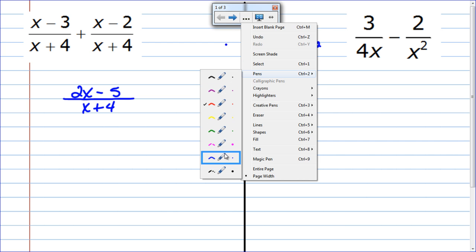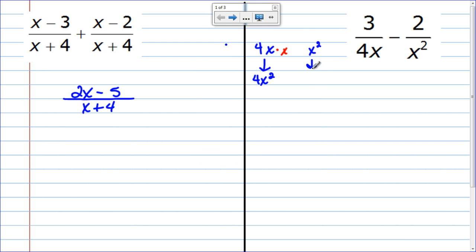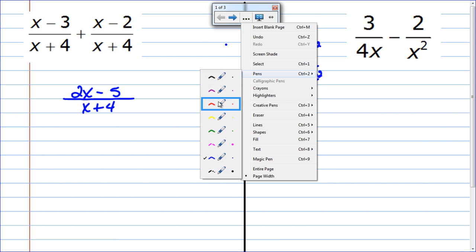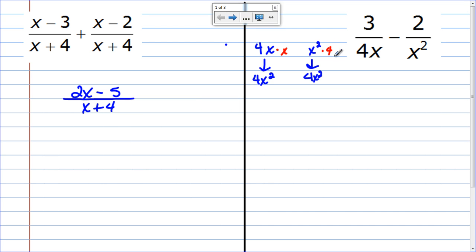The next one, this one right here, the x squared, I also want to make it look like 4x squared. And the only way to do that is to multiply it by 4. That way when I do that, I have my 4x squared. That tells me that this side with the 4x, I'm going to have to multiply by x over x, so that I multiply the numerator and the denominator by the same thing. And then I'm going to have to multiply this one by 4 over 4, so they look the same. So this is going to become 3x over 4x squared minus 2 times 4 makes 8 over 4x squared.